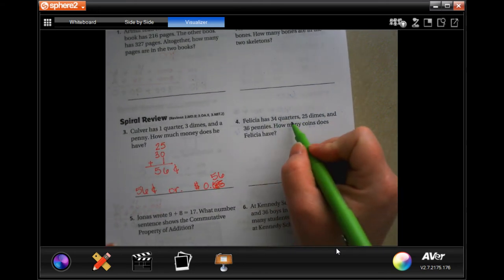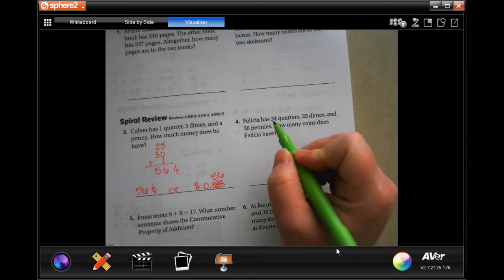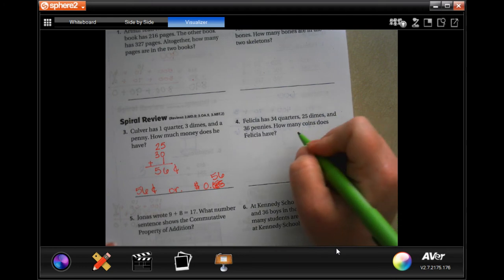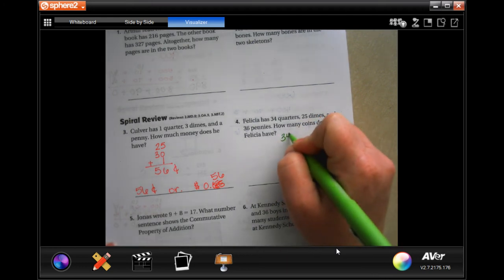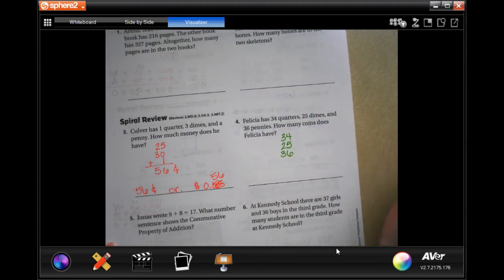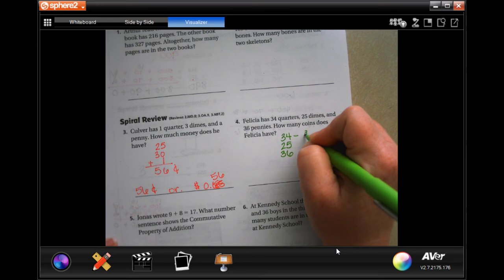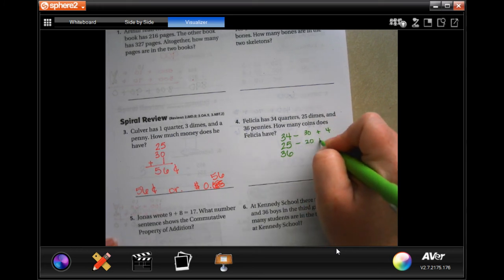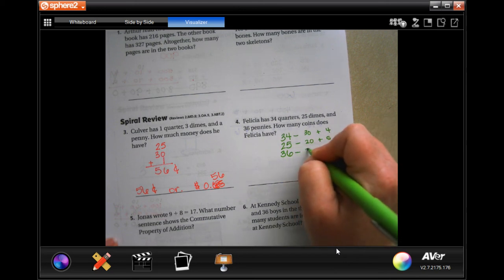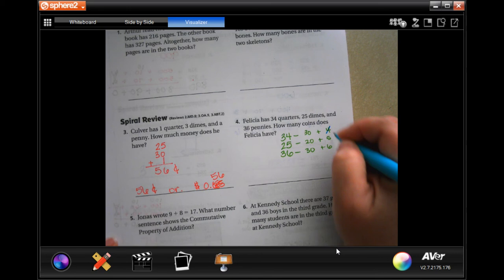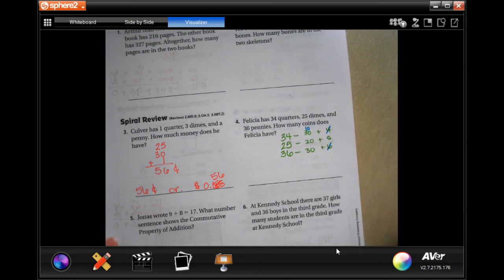Felicia has 34 quarters, 25 dimes, and 36 pennies. How many coins does Felicia have? I'm glad they didn't want us to add that up. So 34, 25, 36. You know what? Let's go ahead and break them apart. 30 plus 4, 20 plus 5, and 30 plus 6. Because 4 and 6 will give us another 10.